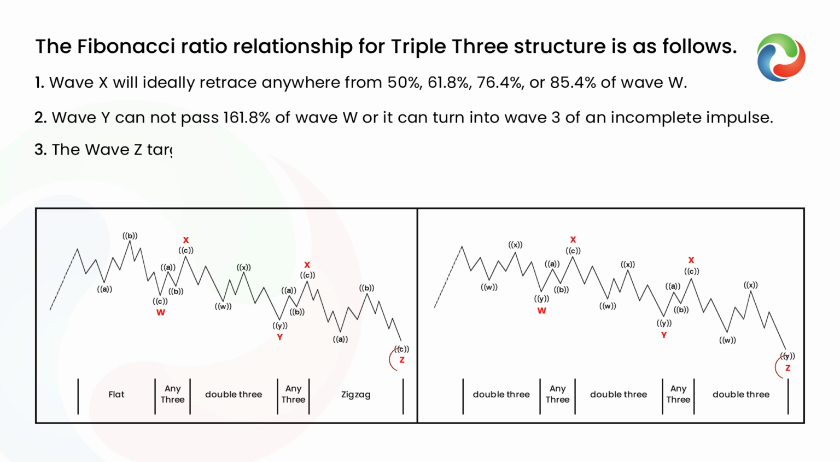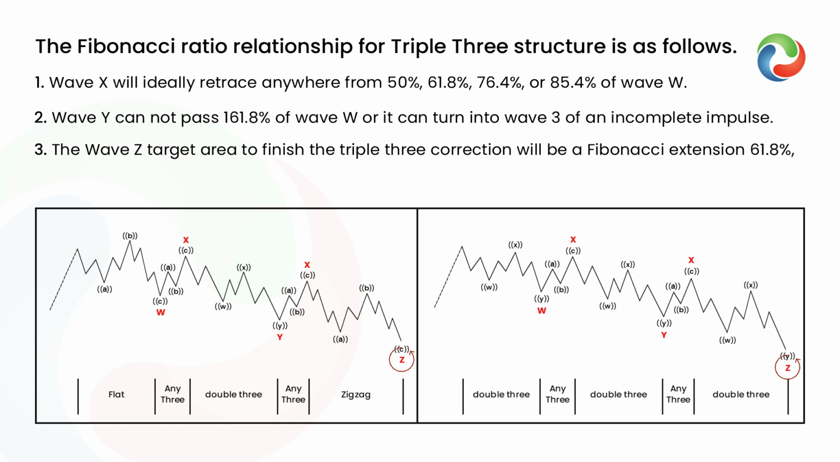3. The wave Z target area to finish the triple three correction will be a Fibonacci extension 61.8%, 100%, or 123.6% of the wave W.